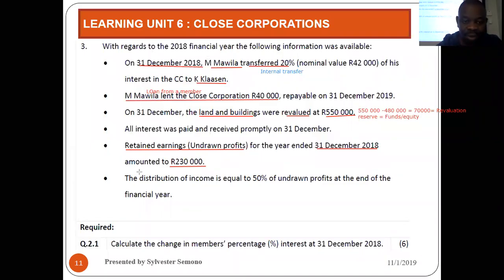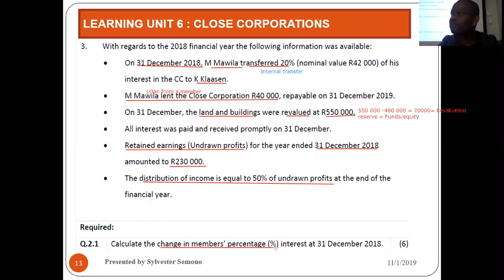They say the distribution of income equals 50% of undrawn profit. So in other words, under CC we can distribute some of the profit to members. When we distribute, we're going to say 50% of undrawn. At the moment, what is the undrawn amount? It's 230. But we're not going to do it now, we're just analyzing. So this is the information that we're going to use to answer the question. If you check the question, they want us to calculate changes in interest. So this is the first thing that I'm going to do. We're going to use a table to calculate.